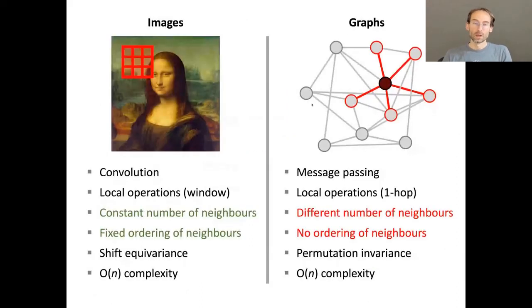Okay. So, returning to the analogy between images and graphs, we've seen that we can define an analogy of convolution. This is an exchange of information, basically a linear aggregation from the neighbors, which is a form of message passing. Instead of a local window, we have a one-hop neighborhood. We don't have a constant number of neighbors. The number of neighbors is different, and we cannot order them canonically. So instead of shift invariance, we have permutation invariance. The good news is that we have linear complexity. We have a way of doing these operations with linear complexity.